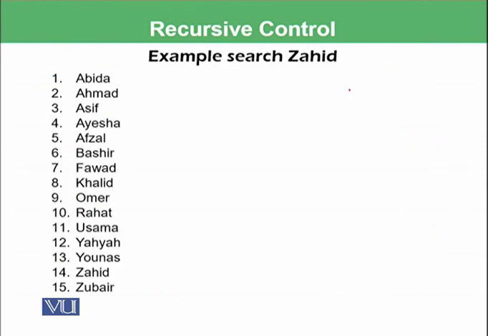So let's execute this function for a normal value first, and then we will go for when the list is empty. So let's have these 15 names: Abida, Ahmad, Asif, Aisha, Afzal, Bashir, and so on, and we want to search Zahid. So what would be the procedure? First of all, you know that we will find the midpoint of this list. So the midpoint is Khalid. So we will take Khalid and we will compare Khalid with Zahid in the first step.